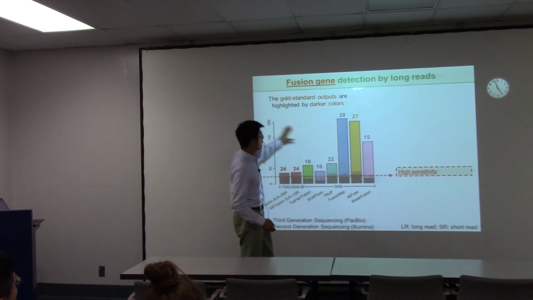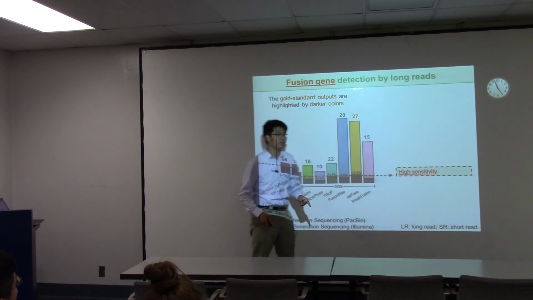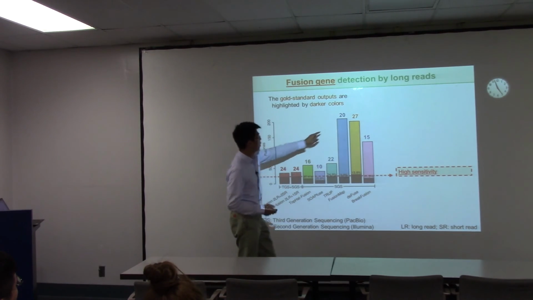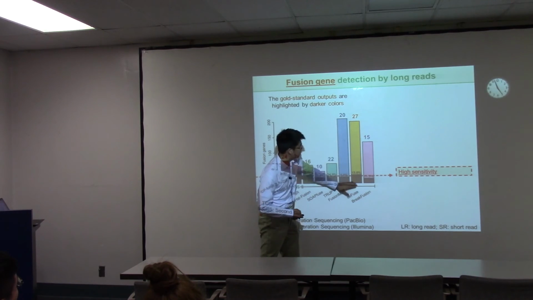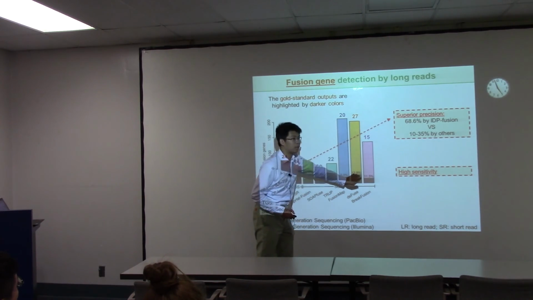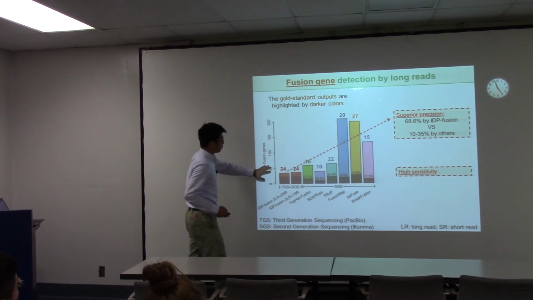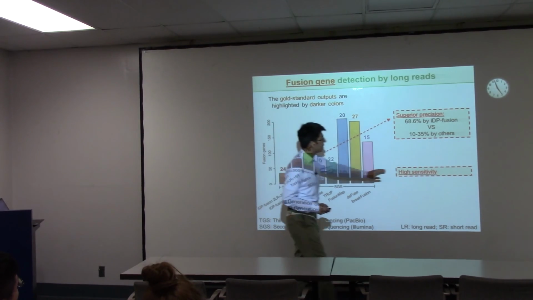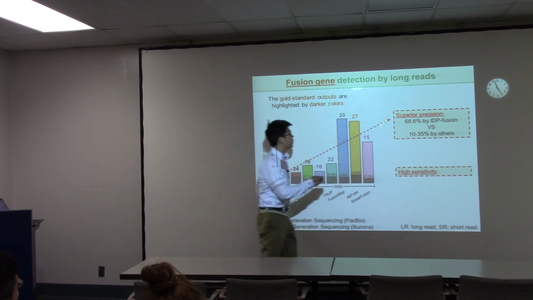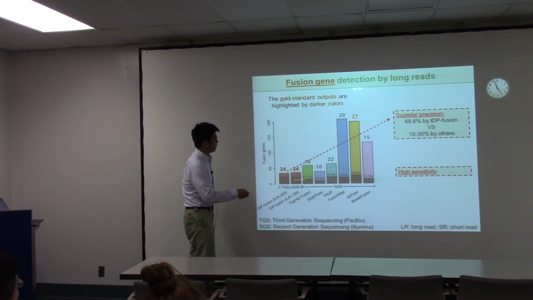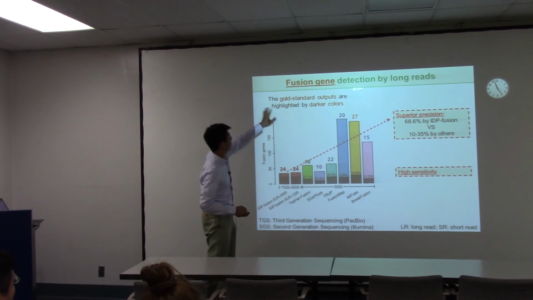However, in total, it outputs about 196 hits to contain those 27 gold standard. If you check the gold standard rate, it's just about 14%. So we have a high sensitivity, and we have very good precision in terms of gene fusion detection of this gold standard.